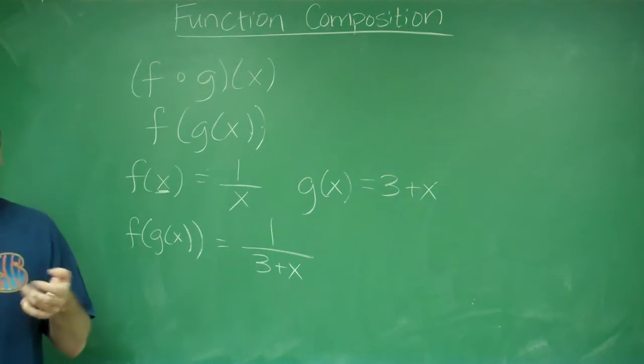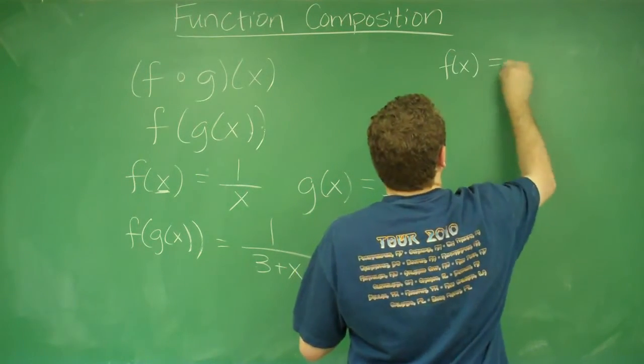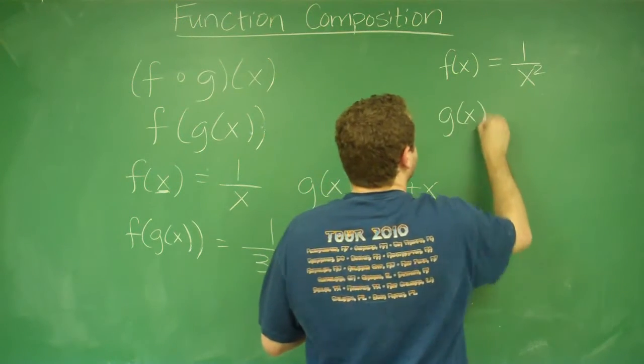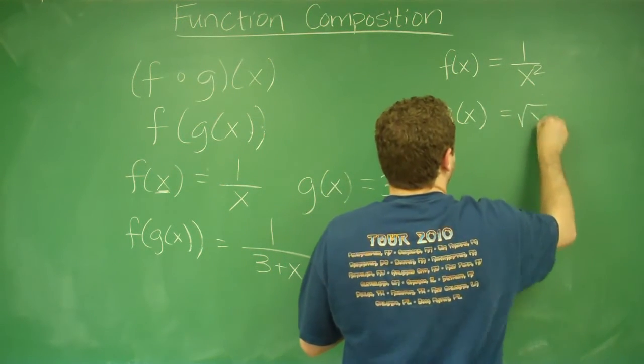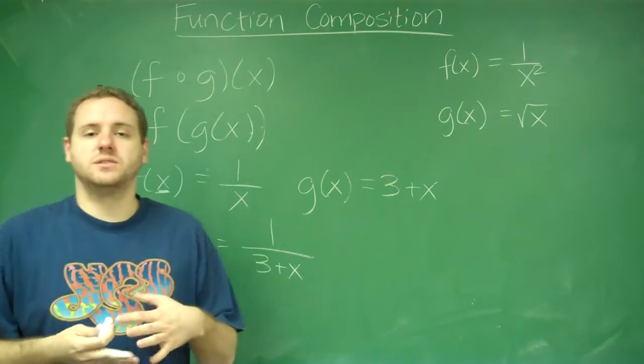because let's think about something like this. F of x equals 1 over x squared. G of x equals the square root of x. And what I'm going to refer to here is the domain and range.